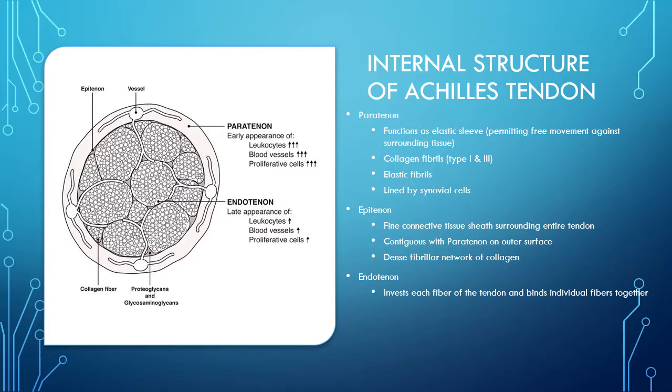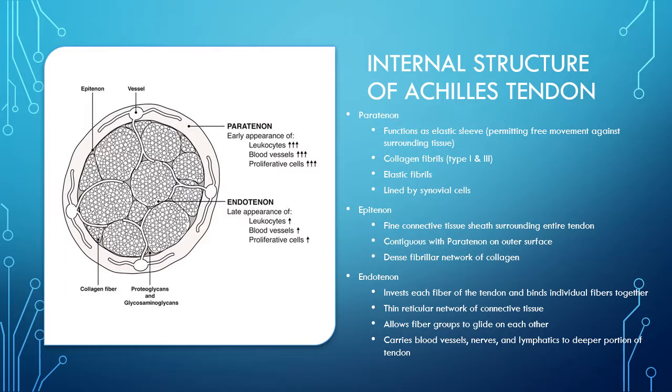The endotendon invests each fiber of the tendon and binds individual fibers together. It's a thin reticular network of connective tissue. It allows fiber groups to glide on each other, and it carries blood vessels, nerves, and lymphatics to a deeper portion of the tendon.